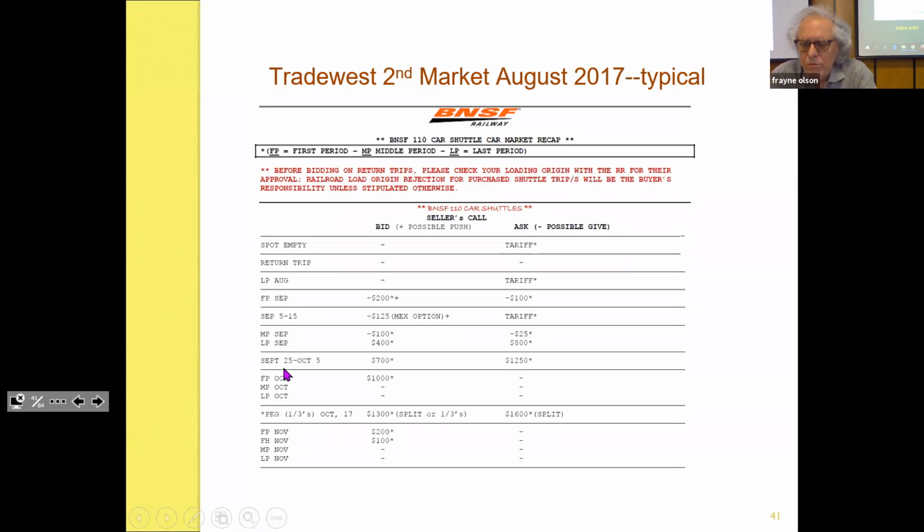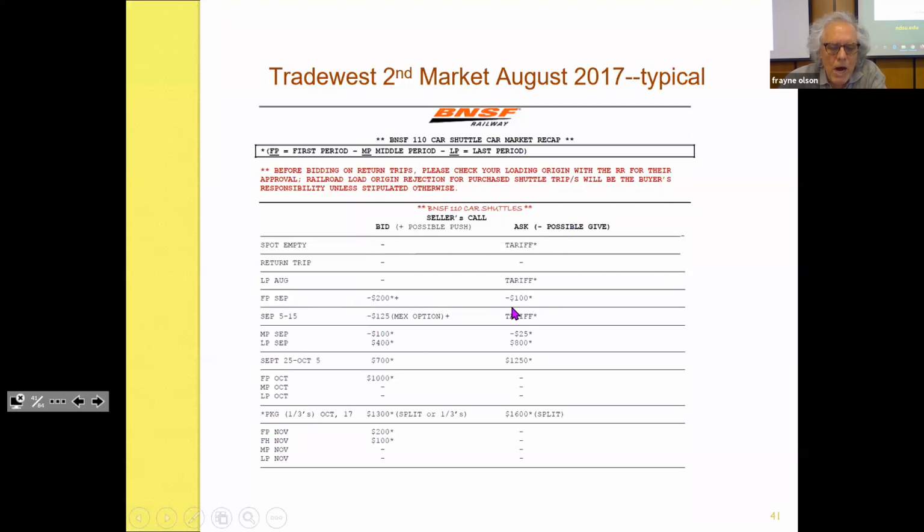This is operated through brokers primarily. There's a number of them. The one we subscribe to is Trade West. This is from August 17. I want to highlight it to you because it would be what I would say is a fairly typical secondary market structure. So you can see these are different periods forward, from August until November. These are the bids of people willing to buy and the offers of people willing to sell.